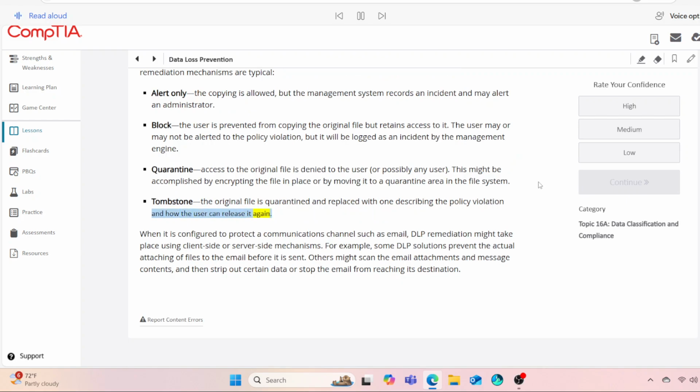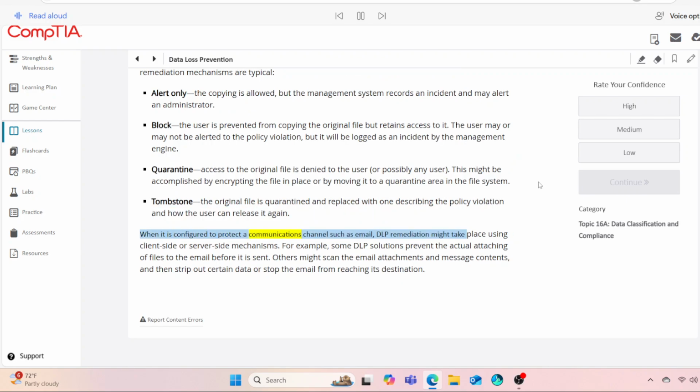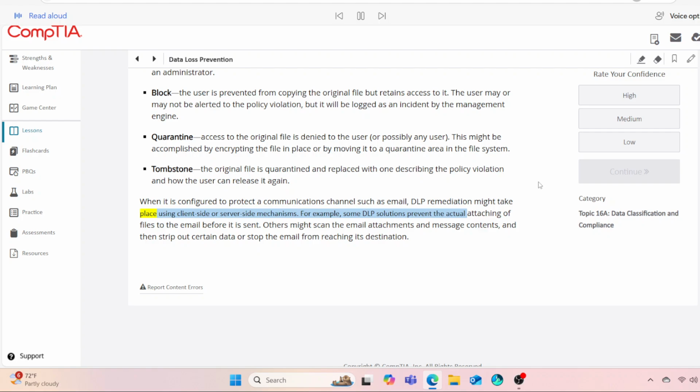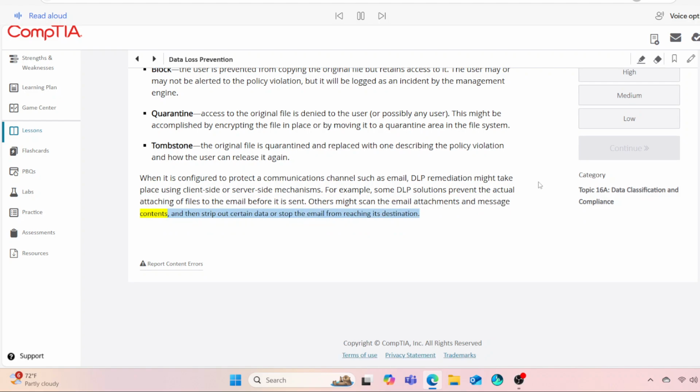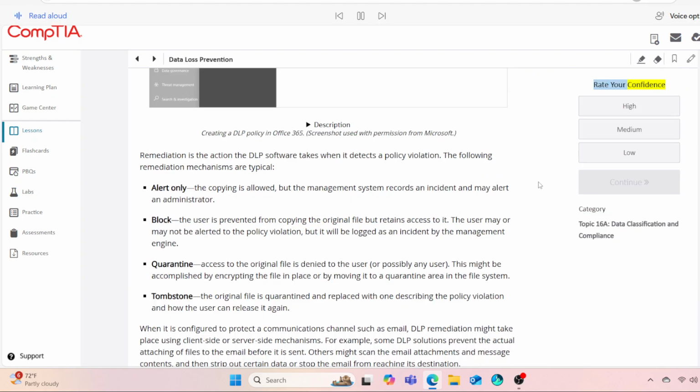When it is configured to protect a communications channel such as email, DLP remediation might take place using client-side or server-side mechanisms. For example, some DLP solutions prevent the actual attaching of files to the email before it is sent. Others might scan the email attachments and message contents, and then strip out certain data or stop the email from reaching its destination.